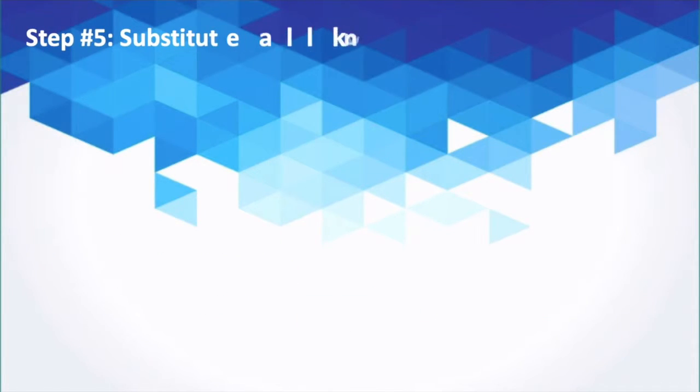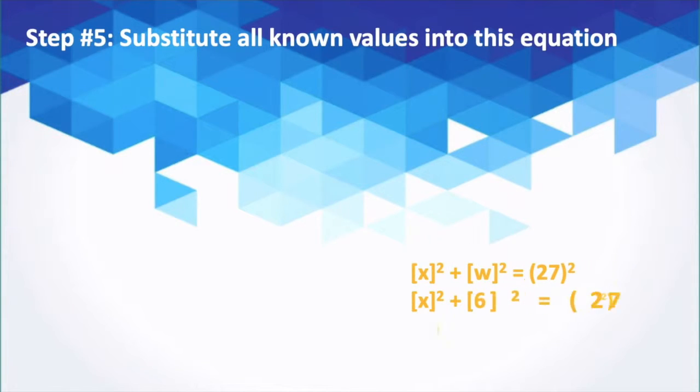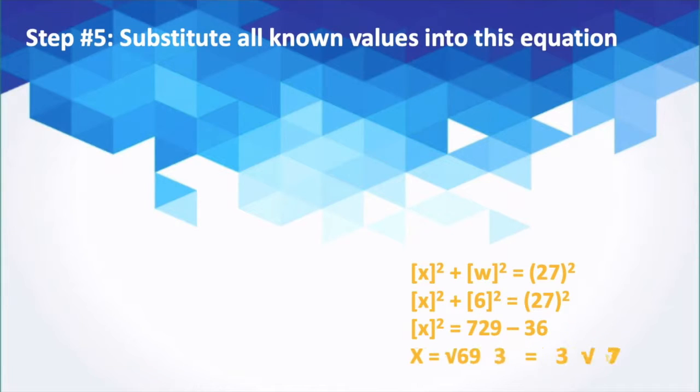Step 5. Substitute unknown values into the equation. This way, we can solve for the unknown rate of change. We're ready to substitute. However, we still don't have the value for x. So, we're going to use our Pythagorean theorem again to find x when w equals 6 feet. So x squared plus w squared equals 27 squared. And that at the end will give x equal 3 square root of 77 feet.